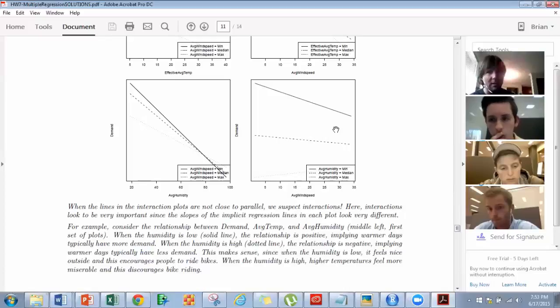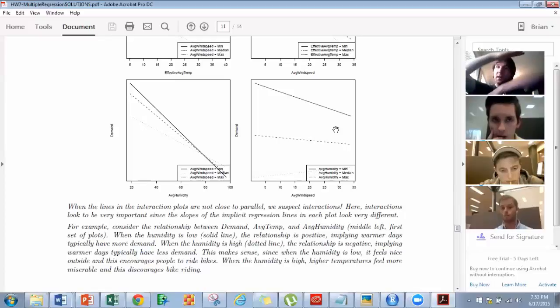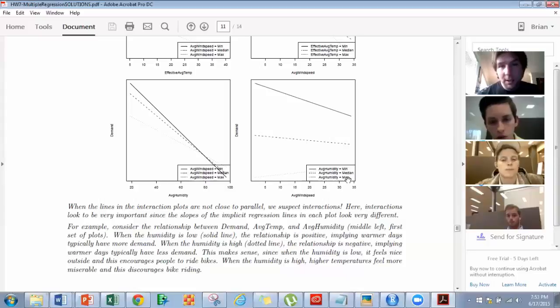More perpendicular, more interaction. More parallel, less interaction. Because then it stays the same. When you change from one variable to another, it stays the same. It decreases by the same amount no matter what average humidity is, or whatever we're looking at here. No matter the average humidity, average wind speed will affect demand about the same way.